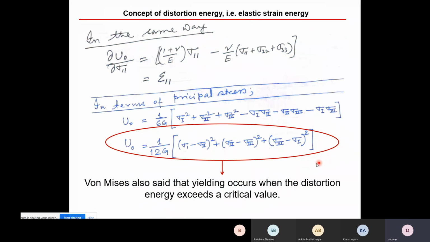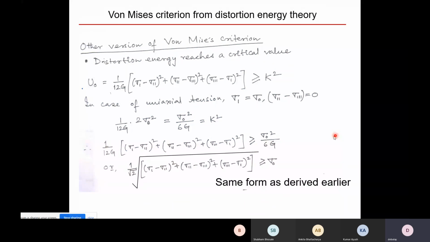So you will get the value of K. And if you get the value of K, you will get back the von Mises expression. The same expression will come back: 1 by root 2 times the square root of sigma 1 minus sigma 2 squared plus sigma 2 minus sigma 3 squared plus sigma 3 minus sigma 1 squared, greater than or equal to sigma naught. Same form as derived earlier. So both ways you come, you will arrive at the same final expression.